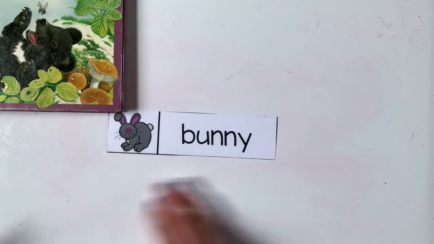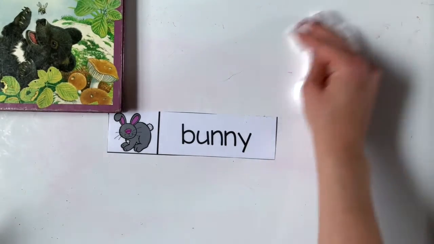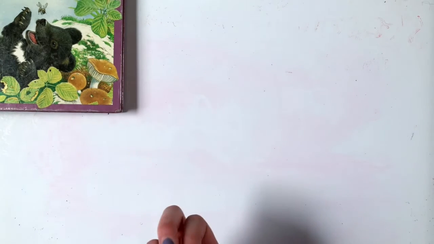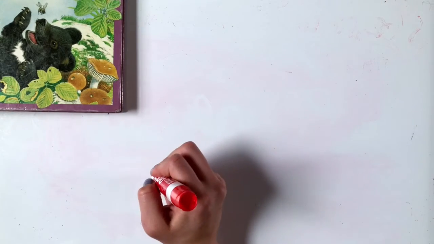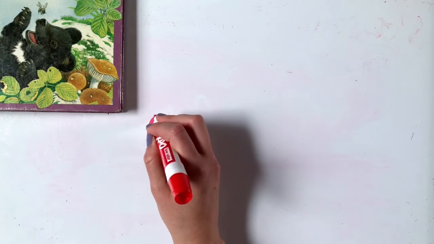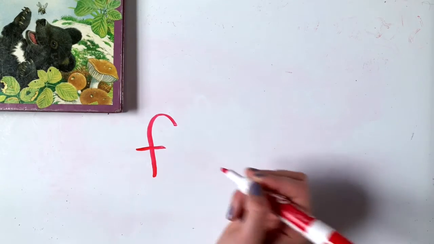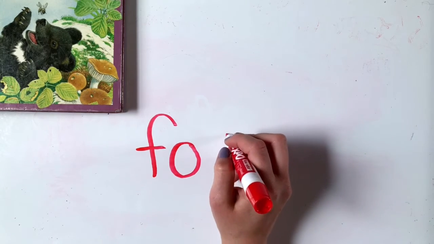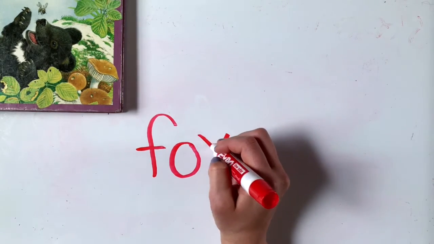Now, there's some words that I don't have cards for, but there were other animals in this story. There was a chipmunk, there was a quail, and there was a fox. So we're going to practice writing some of those characters as well. So let's start with fox. Fox starts with the letter F. So let's practice writing the letter F. O. X. Fox.